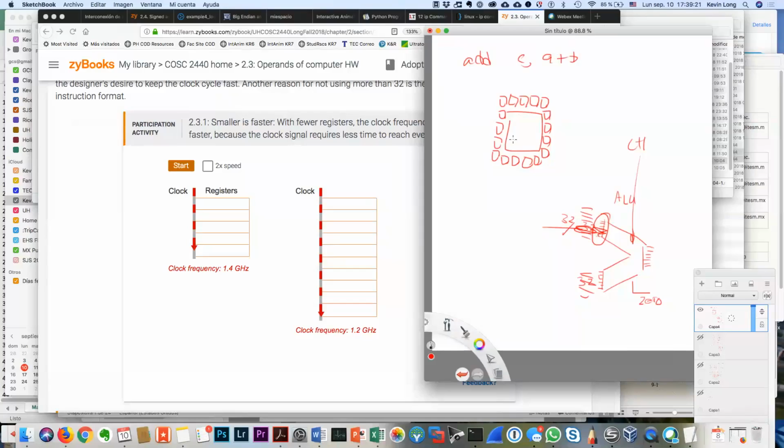So if 32 is decent and it's kind of a race to get them in there, why not have 1,000? I mean, why not have 1,000 registers? How is it slow? Why would it take more time, though? You're right. That's the answer. Why would it take more time if I had 1,000 registers?